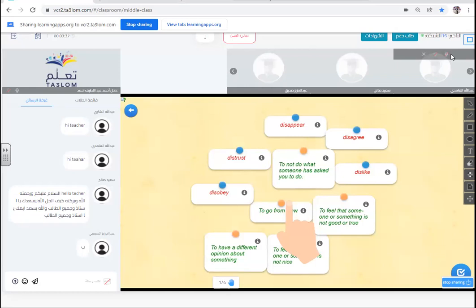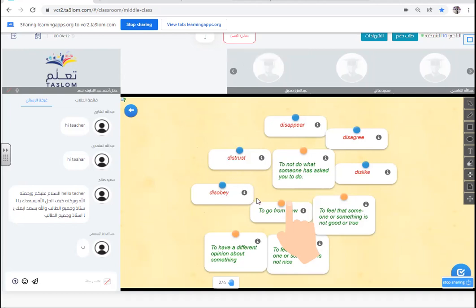Abdullah al-Ghamdi. Teacher, what is the opposite of like? Dislike, yes. What is the opposite of appear? Disappear. What is the opposite of trust? What is the opposite of trust? It's easy. Distrust. Right.